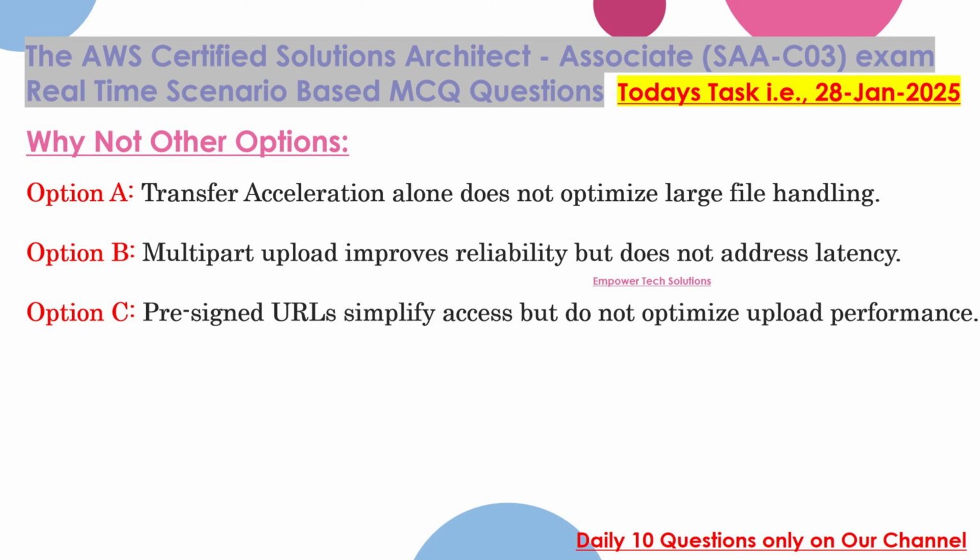Why not other options? Option A. Transfer Acceleration alone does not optimize large file handling. Option B. Multi-part upload improves reliability but does not address latency. Option C. Pre-signed URLs simplify access but do not optimize upload performance.